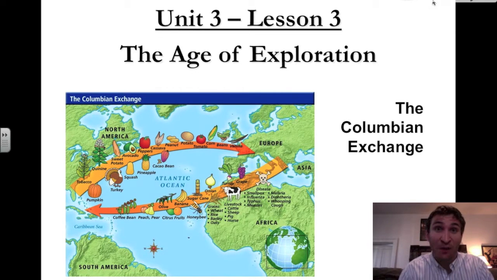We're going to tackle today Unit 3, Lesson 3. We're continuing with the Age of Exploration, and we're talking today about a global transfer of goods called the Columbian Exchange. The Columbian Exchange changed the way people eat. It changed the way people lived.